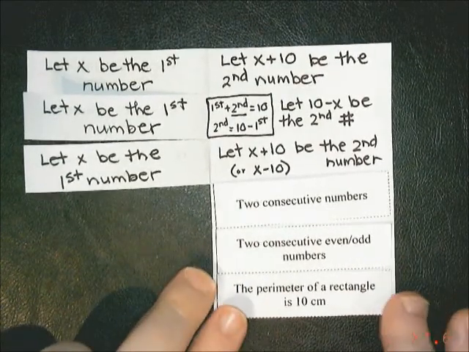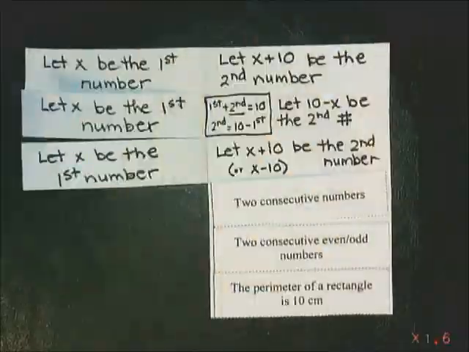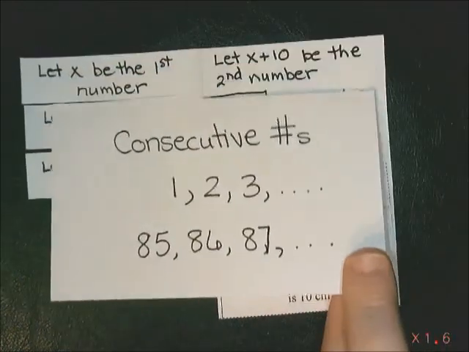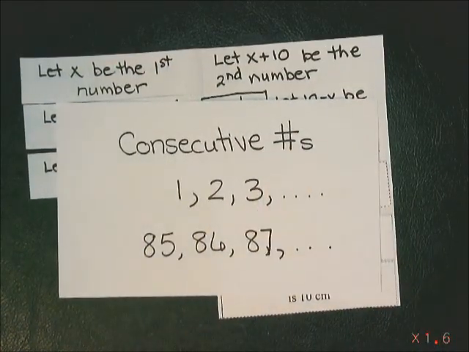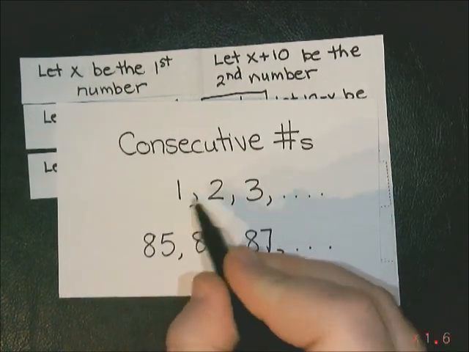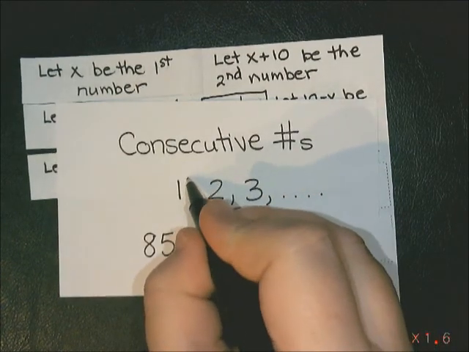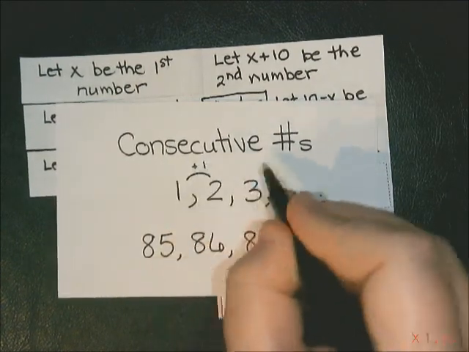Now, consecutive numbers, you kind of have to know what the word consecutive means. A consecutive number is numbers that are in a row, like 1, 2, 3, or 85, 86, 87. So consecutive means in a row or in order. So these are numbers that are all in order. And if I take a look at 1, 2, and 3, they're all 1 apart.